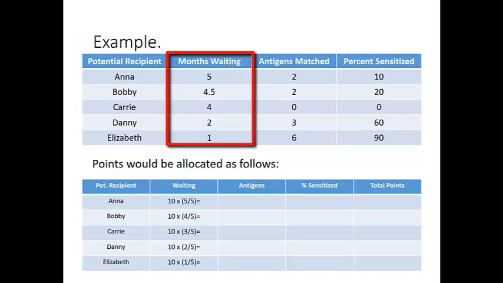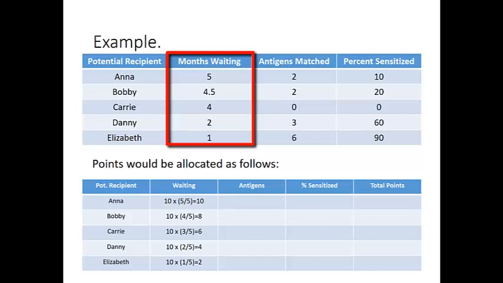For each person, they will get 10 times the fraction of people at or below them on the list. There are 5 people. Anna's been waiting the longest, so Anna will receive 10 times 5 divided by 5 points. Bobby, 10 times 4 divided by 5. Carrie, who's third on our list, 10 times 3 divided by 5. Danny, 10 times 2 divided by 5. And Elizabeth, 10 times 1 divided by 5. Cleaning those up, we see Anna gets 10 points, Bobby gets 8, Carrie 6, Danny 4, and Elizabeth 2.